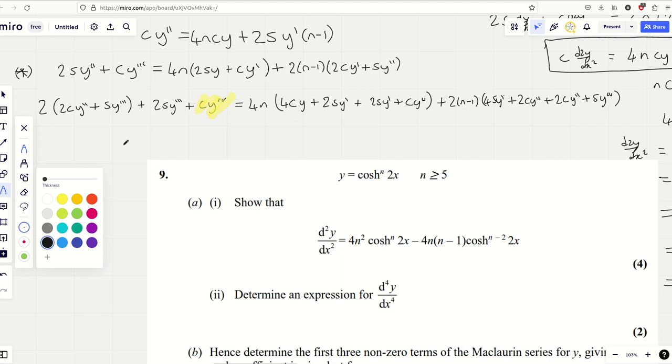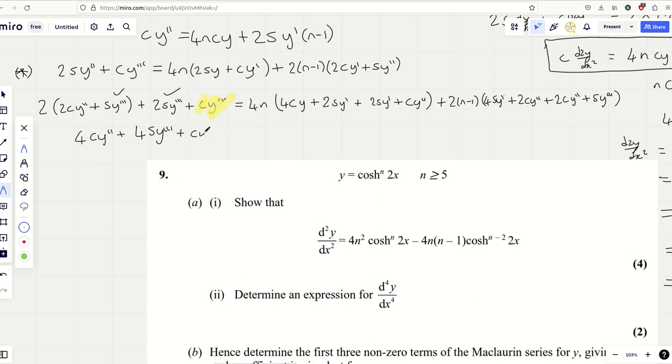And so I just need to move that over there. It might be wise to actually simplify some things at this stage though. What can I simplify? Let's have a look. There we go. I've got a 2s y triple dash and another 2s y triple dash. So that's going to be 4s y triple dash. That's that one and that one dealt with. And then I'm going to have 4c y double dash. And then I've got my c y fourth derivative.